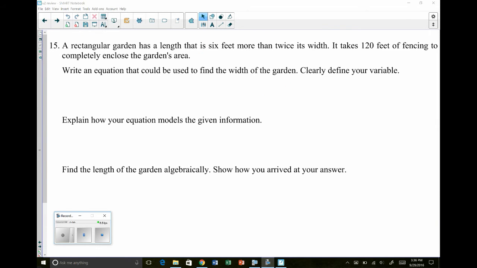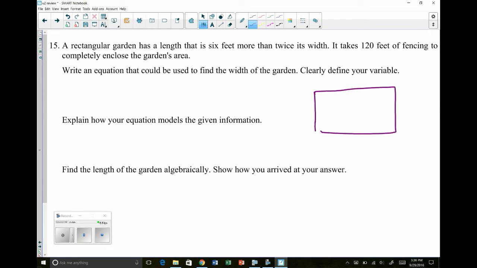Number 15, a rectangular garden. Stop right there. They're talking about a rectangle, and I don't have a rectangle on my paper yet. A rectangular garden has a length that is 6 feet more than twice its width. This sounds important. The length is 6 feet more than twice its width. I know nothing about the width, so I'm going to call that x. Notice that it says clearly define your variable. Let x equal the width. Let x be the width.